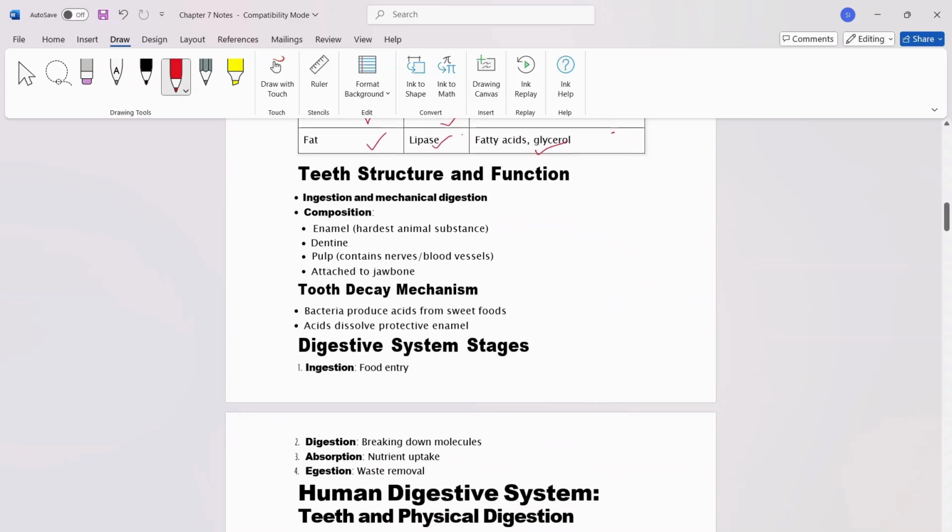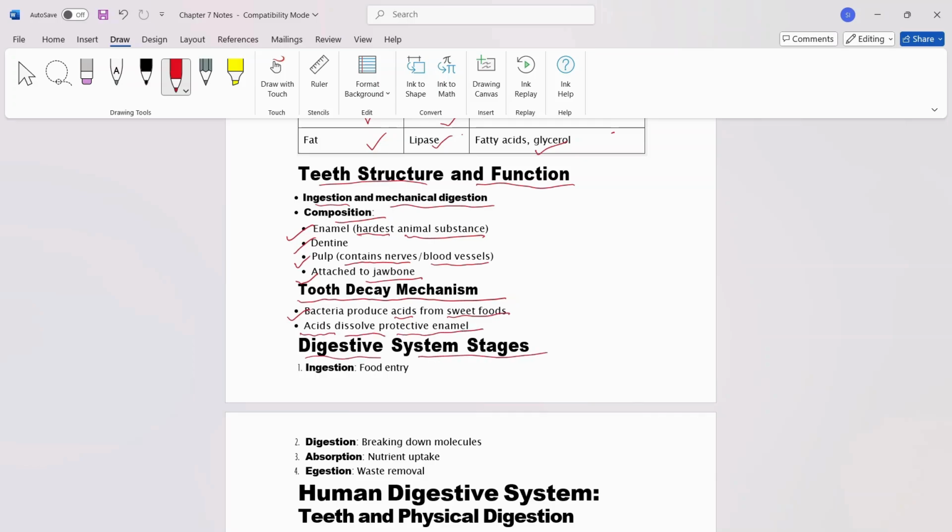Next is teeth structure and function. Ingestion and mechanical digestion. Composition: it has enamel, the hardest animal substance. Then we have dentine, then pulp, which contains nerves and blood vessels. Then it is attached to the jawbone. Next we have tooth decay mechanism. Bacteria produce acids from sweet foods. Acids then dissolve protective enamel.